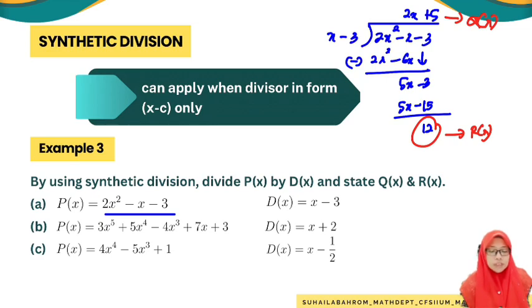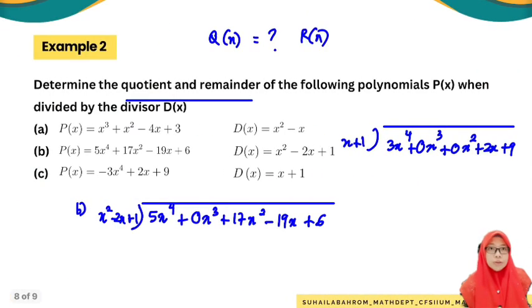Okay, so synthetic division can only apply for x minus c, meaning that your divisor must be linear. So in a polynomial function, let's say for the long division, when you have 2x plus 5, when your divisor is linear, your remainder must be constant.